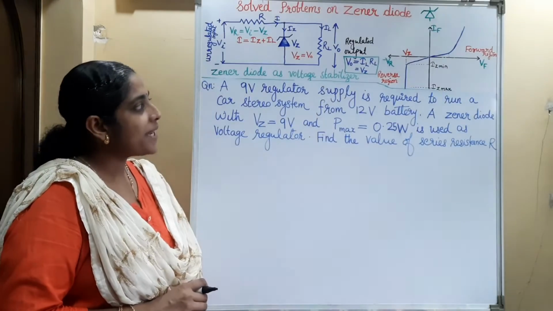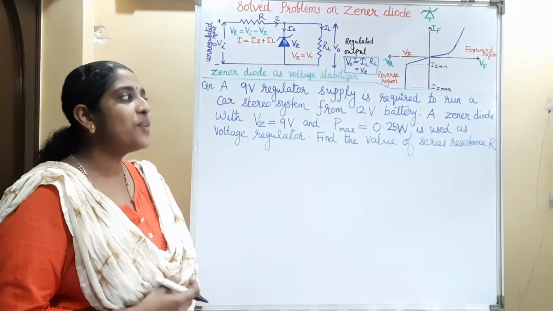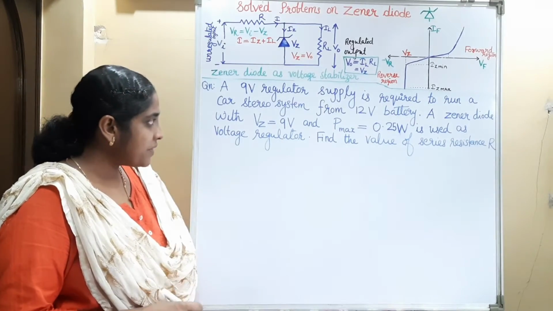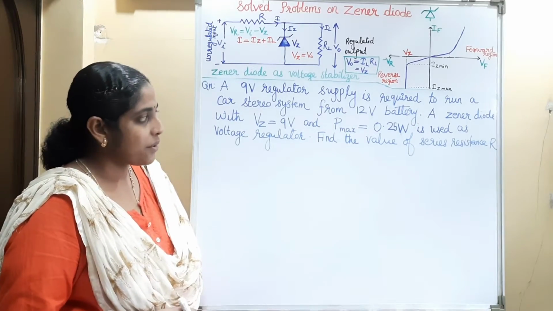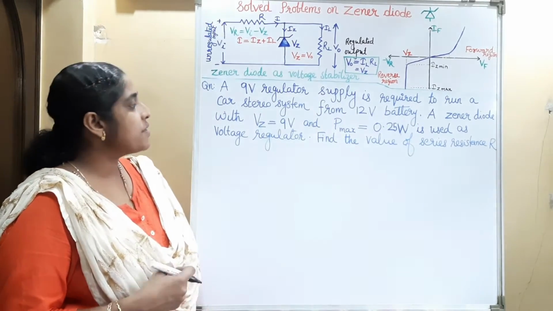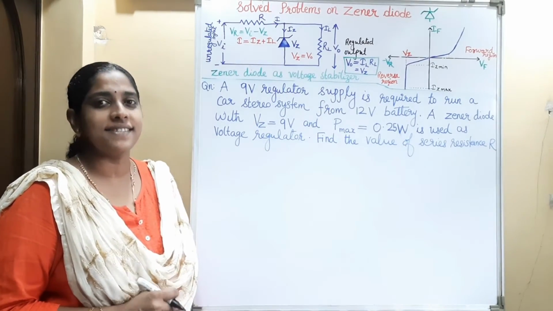A 9 volt regulator supply is required to run a car stereo system from 12 volt battery. A Zener diode with Vz equal to 9 volt and P max, that is maximum power, equal to 0.25 watt is used as a voltage regulator. Find the value of series resistance R.